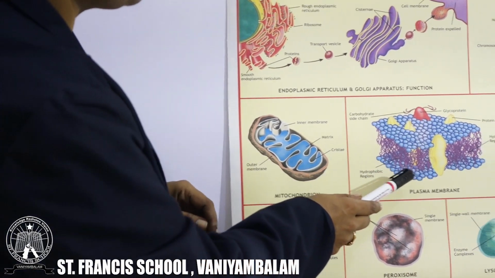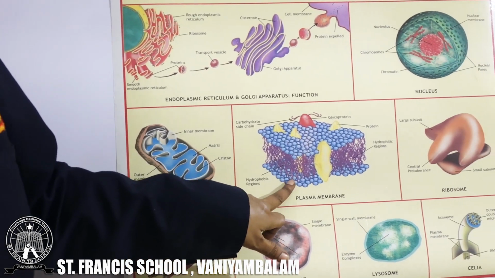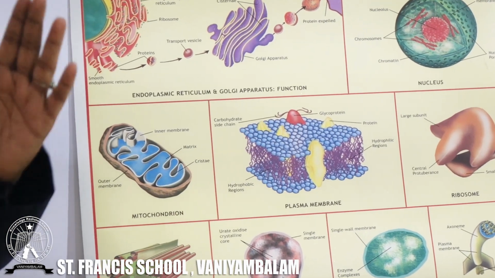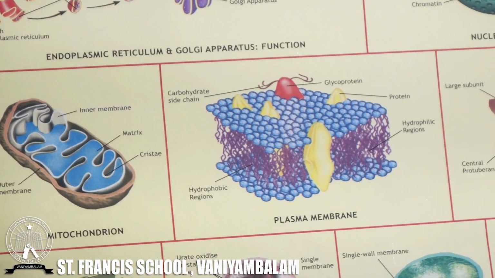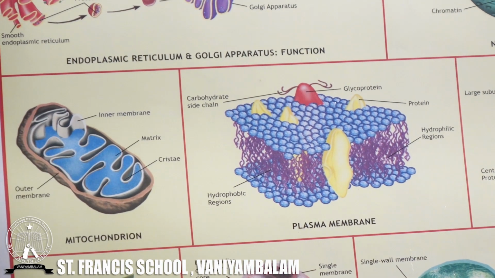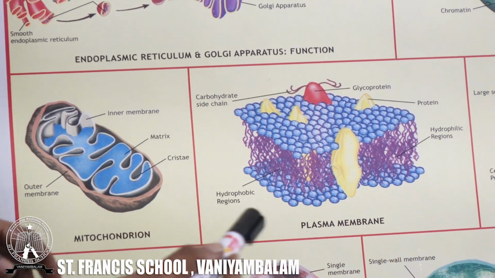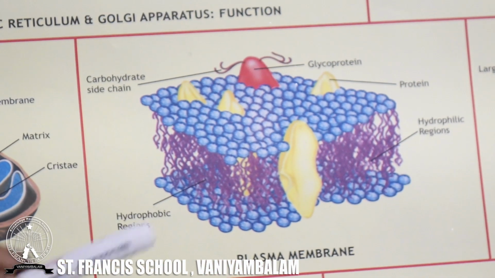So look here, this is the structure of the plasma membrane. Plasma membrane or cell membrane is the outermost covering of the cell which protects the cell and gives shape to the cell, and the plasma membrane also holds the cell together, okay. So this is the structure of the plasma membrane.